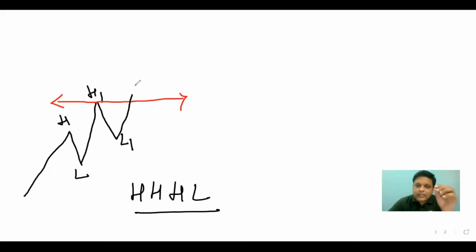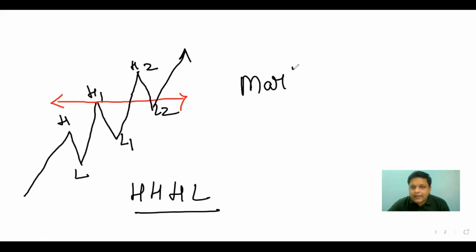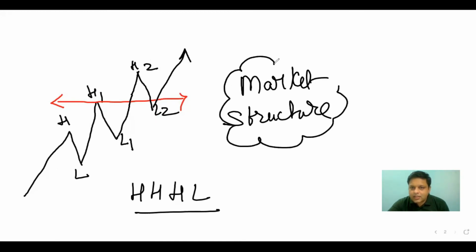And the point is not the next new high. The point is, it might make an H2. It can make this also, L2. But what will happen? Very quickly it will go up also. Why? Because of the market structure. Guys, understand, this is the market structure. So can I initiate a buy here?